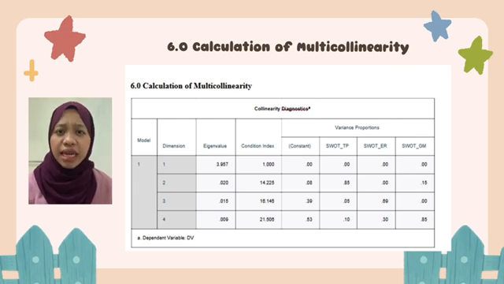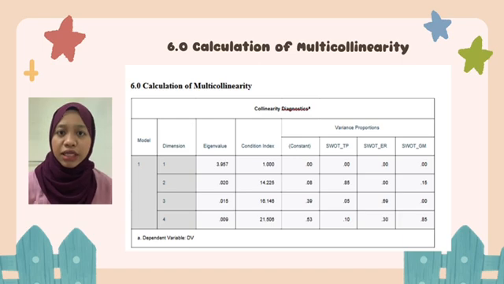Condition index: this number helps us understand the potential for collinearity. If it's high, like above 15, it suggests that there may be issues with the predictors being too similar. Variance proportion: this percentage shows how much of each predictor's information is linked to the dimensions. High percentages mean that those predictors are likely related to each other.